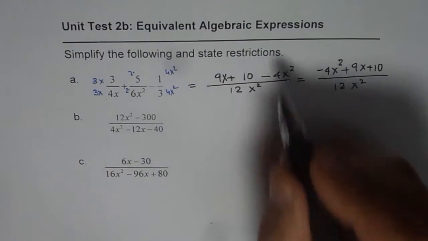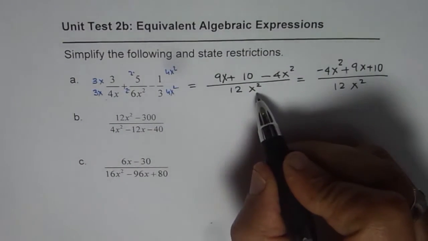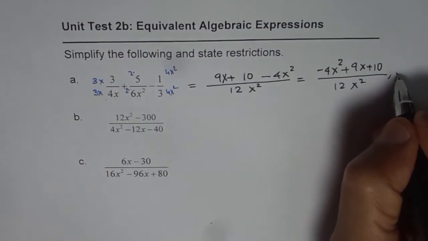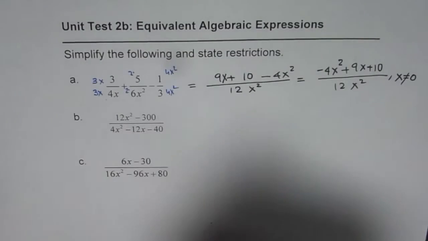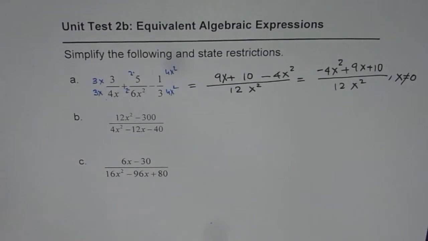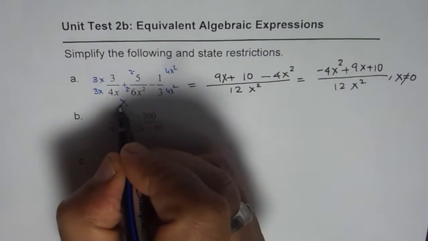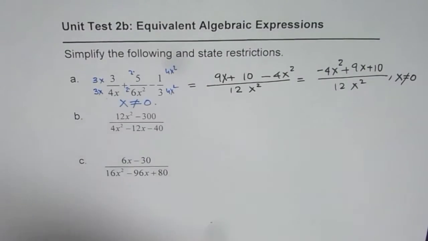Now as far as the restrictions are concerned, denominator cannot be 0, and therefore x is not equal to 0. That is the restriction, right? So let me write down restriction here itself. For the first one, x is not equal to 0.